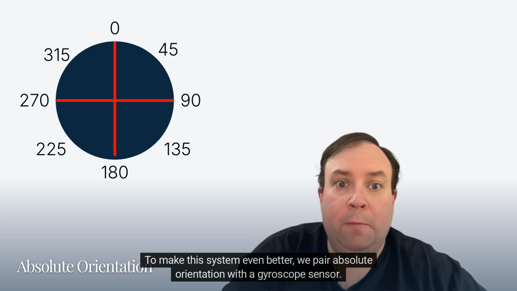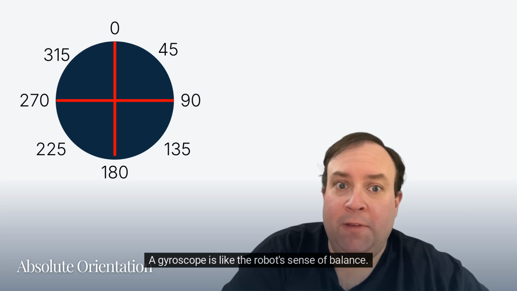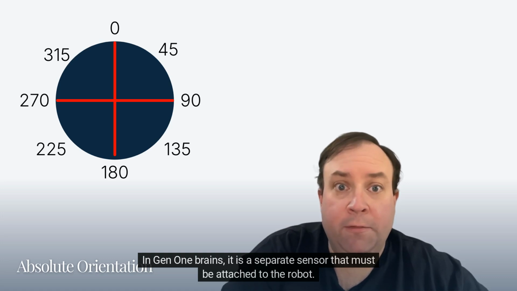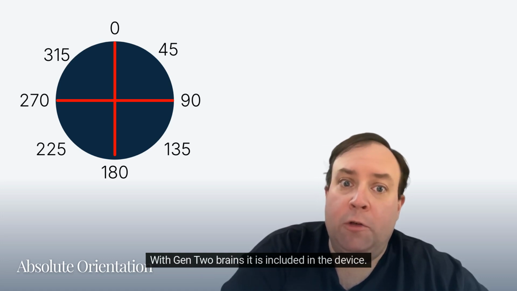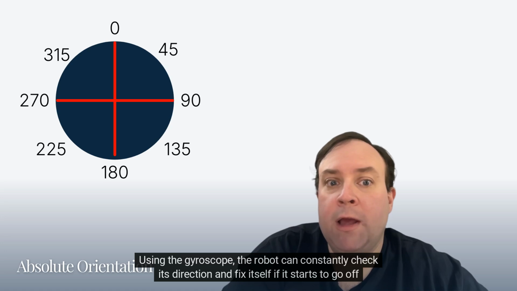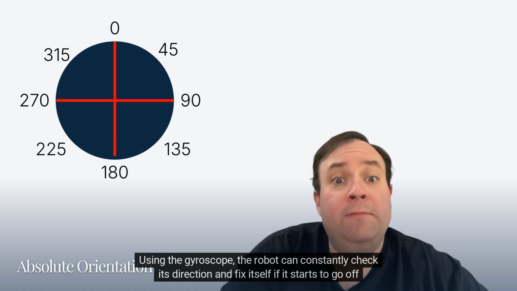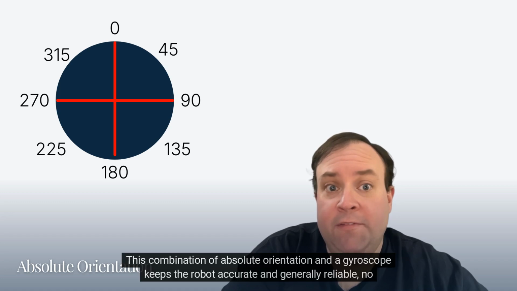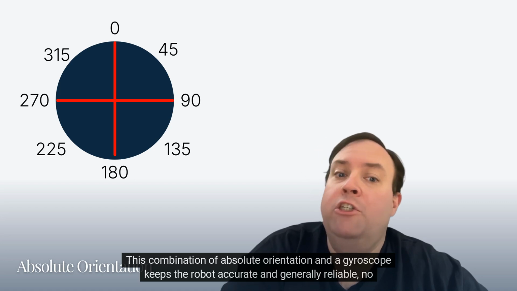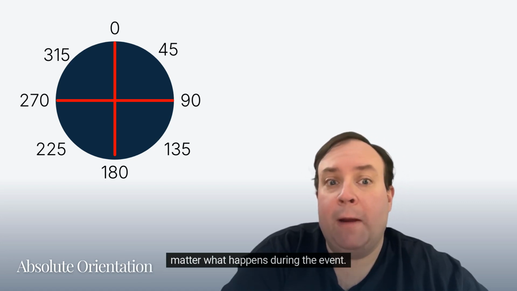To make this system even better, we pair absolute orientation with a gyroscope sensor. A gyroscope is like the robot's sense of balance. It measures how much the robot has turned and in which direction, even if it gets bumped or shifts. In Gen 1 brains, it is a separate sensor that must be attached to the robot. With Gen 2 brains, it is included in the device. Using the gyroscope, the robot can constantly check its direction and fix itself if it starts to go off course. This combination of absolute orientation and a gyroscope keeps the robot accurate and generally reliable, no matter what happens during the event.